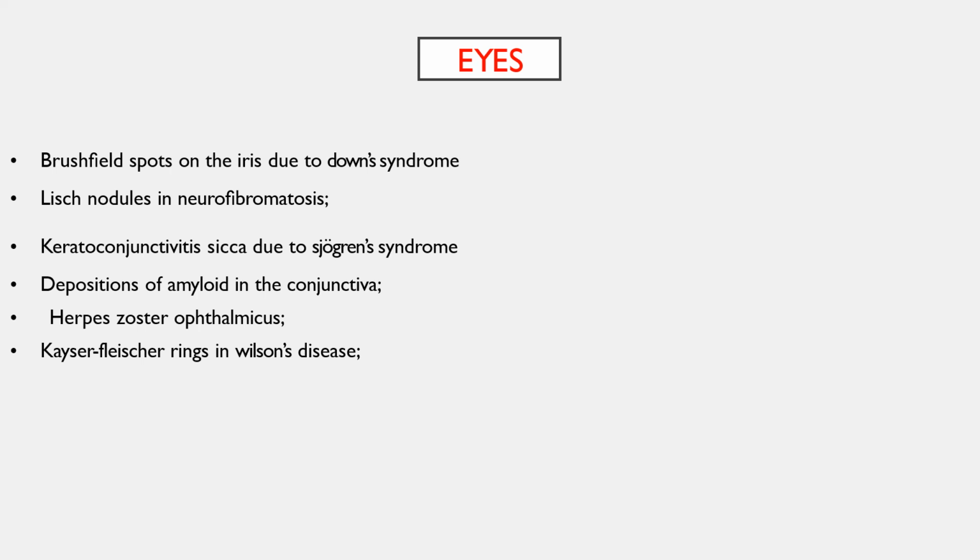Amyloid deposition in the conjunctiva is usually looked for by the ophthalmologist; it is better seen in the slit lamp. If you demonstrate amyloid deposition, you can rule out primary and secondary amyloid disease and make the diagnosis. Seeing the herpes zoster lesion, you can predict future involvement of other cranial nerves, or meningitis, encephalitis, or radiculopathies. All those things can be ruled out by seeing these lesions. KF ring, all of you know.